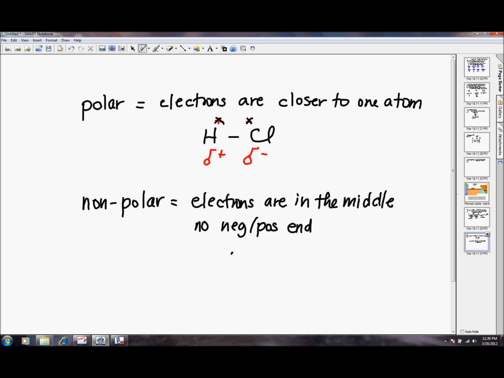Okay, so this is like if chlorine and fluorine were bonded. Their electronegativity values are so close that they're pretty much sharing the electrons perfectly equally. There's no negative or positive end. So this is called a nonpolar bond.